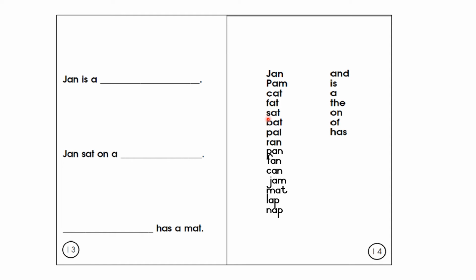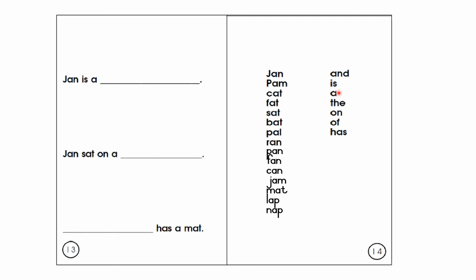Then we know the words sat, b-at, bat, p-al, pal, r and ran, p and pan, f and fan, k and can, j and jam, m-at, mat, l-ap, lap, n-ap, nap.